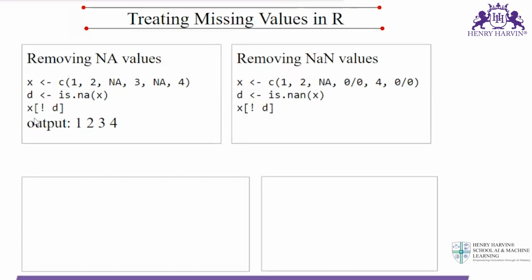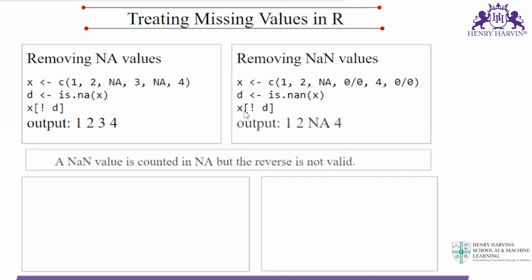Similar to the way we excluded the NAs present in this variable, we have saved all the NaN in this d variable, and then we have excluded them using the exclamation mark from this vector. Now, when you execute it, it will give you a result wherein there will be NA, because we have just removed the NaN value, that is, the numbers which are not proper numbers. Now, NaN values are considered as NA. They are considered as missing values, but it cannot be reversed.